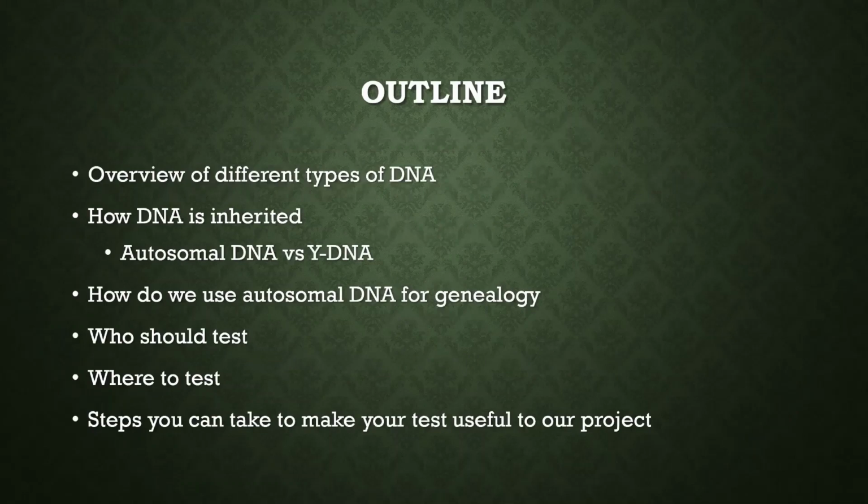The outline that I have here: we're going to first do a quick overview of the different types of DNA, in case you're not familiar with them. We'll discuss how each of those is inherited, and some of the differences between autosomal DNA, which is my specialty and what this talk is about, versus Y DNA, which is the central aspect of the Nesbitt DNA project. Then I'll go into how we can actually use autosomal DNA for genealogy, who should test autosomal DNA, where to test, and then a few steps that you can take to make your test most useful to our project.